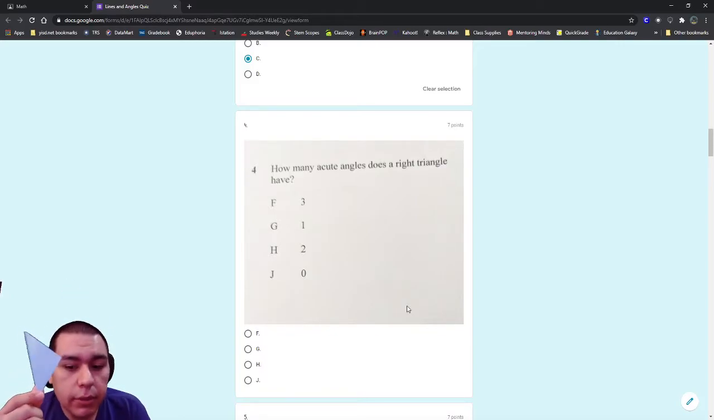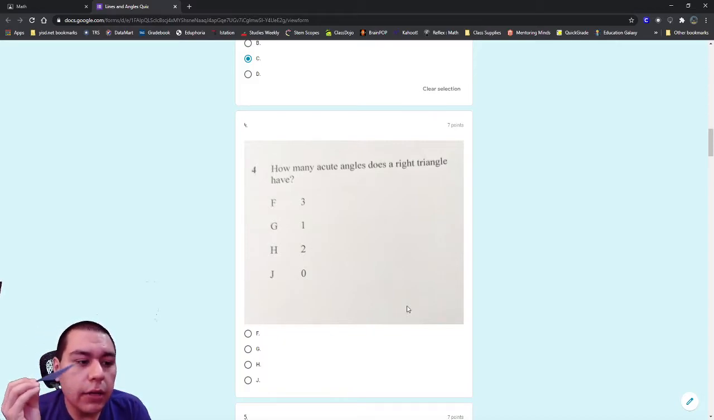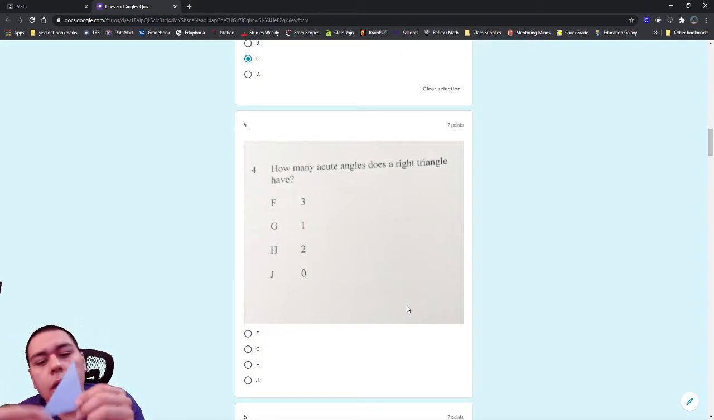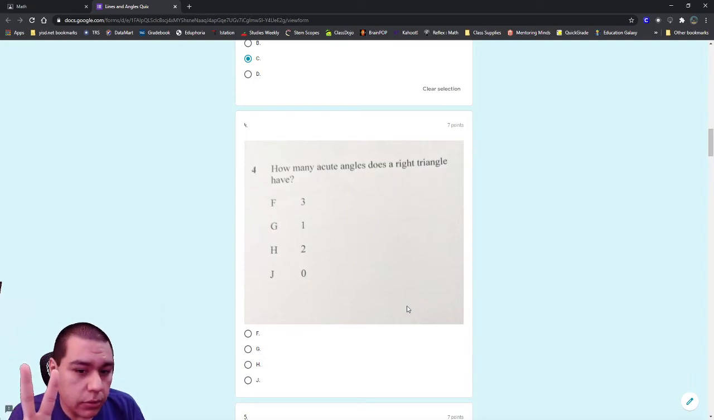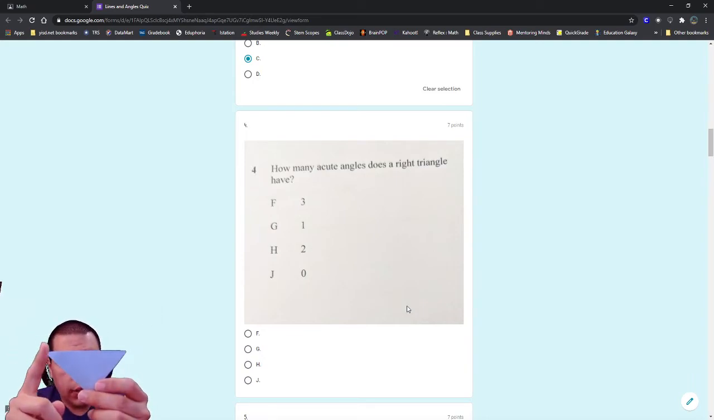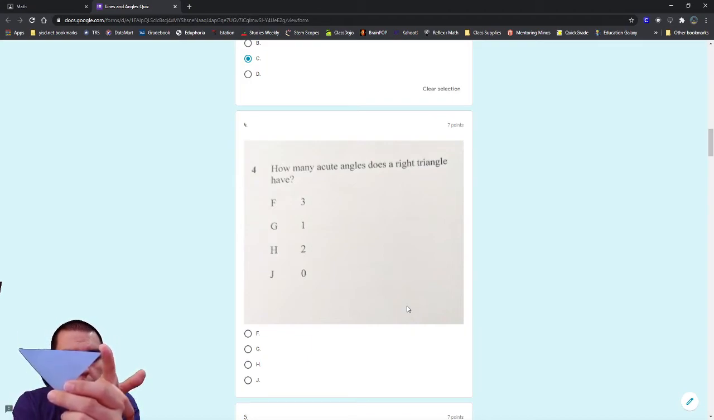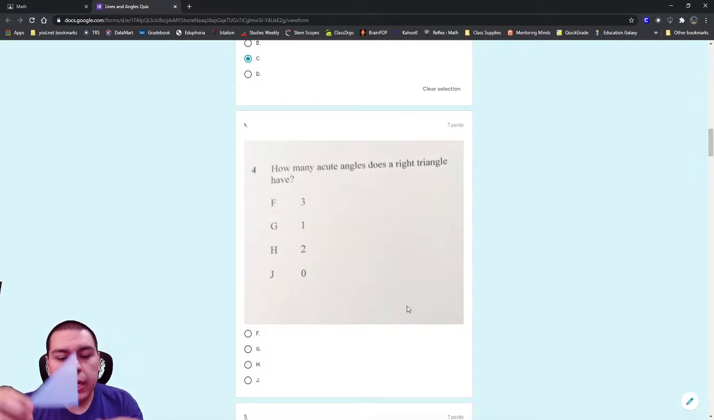Now, when we were talking about triangles, we also learned something else. No matter what kind of triangle you have, whether it's a right triangle, an obtuse triangle, or an acute triangle, it will always have two angles that are acute. In this case, here's one, and here's the other. So a right triangle has one right angle, two acute angles.